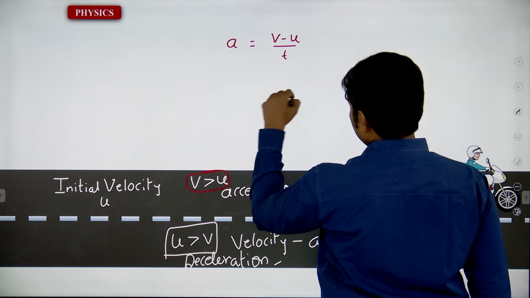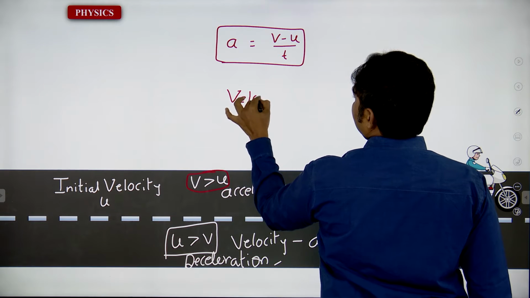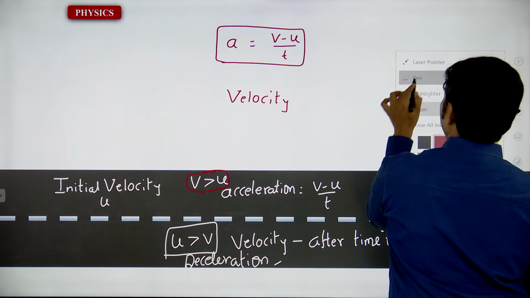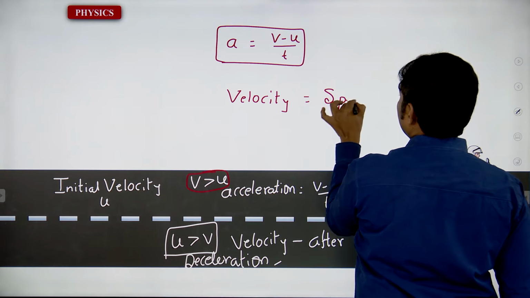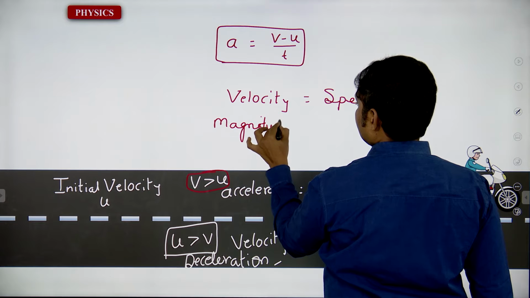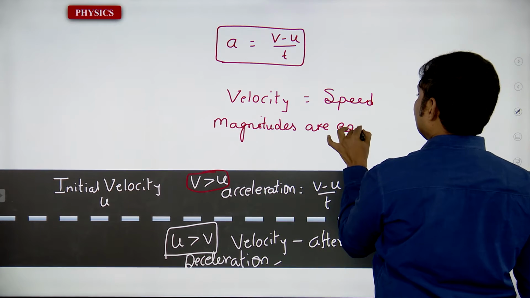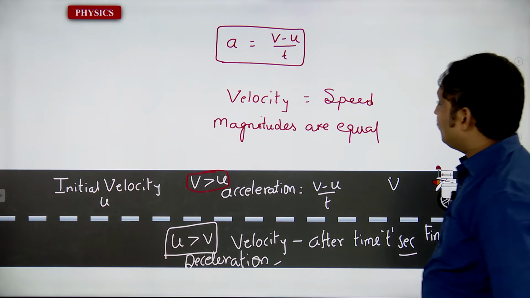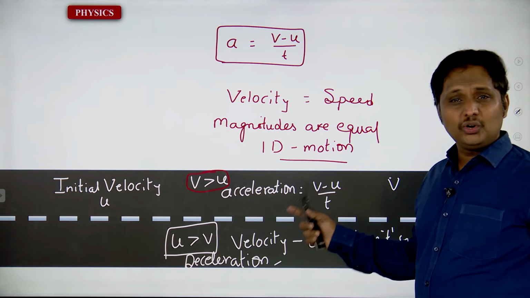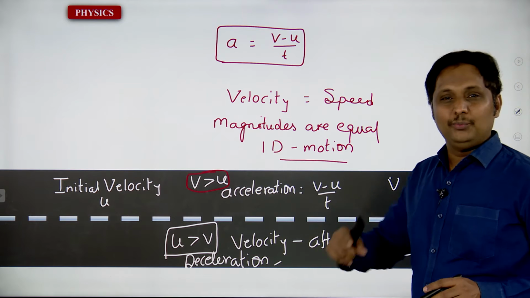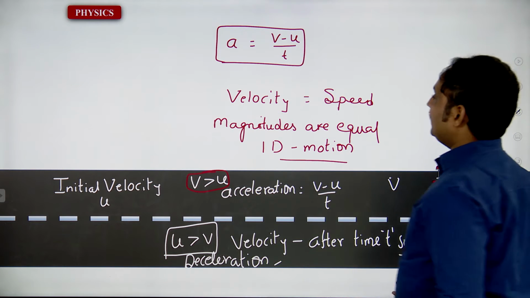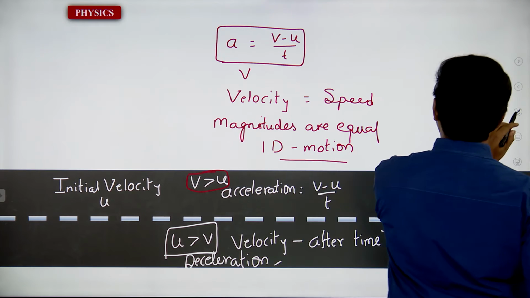And you will find this velocity. Just take velocity and speed. The magnitudes of velocity and speed are equal in case of 1D motion. You will confirm whether it is 1D motion or 2D motion. If the motion of your body is along one direction, it is 1D motion. If the motion of the body has been restricted to one plane, then it is 2D motion.